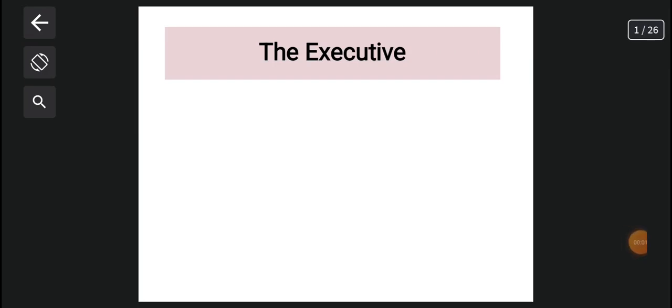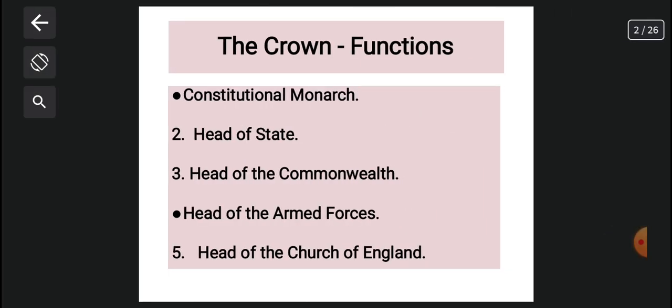So let's start the executive slides. In this slide, we get to know about the crown and its functions. And here in this slide, we can see the rankings of the authorities of the crown.